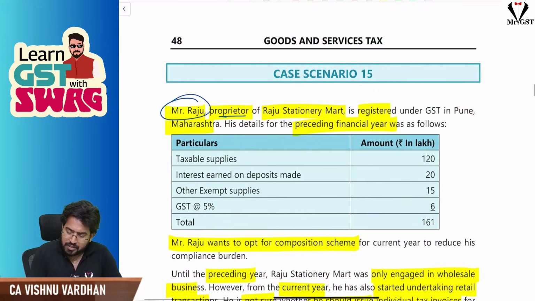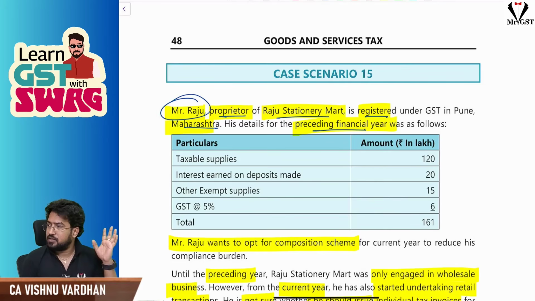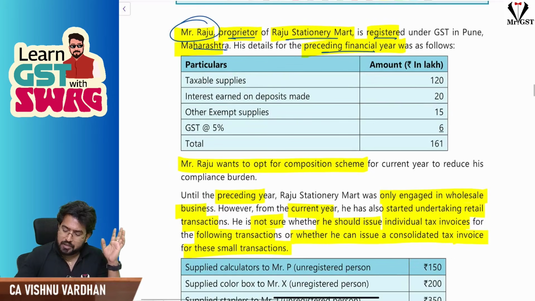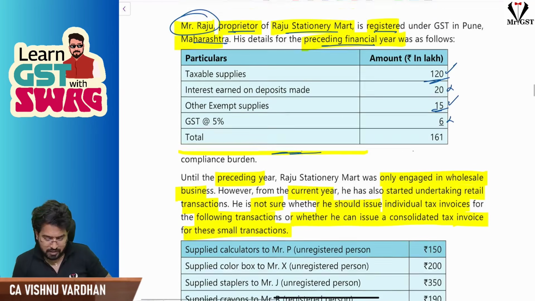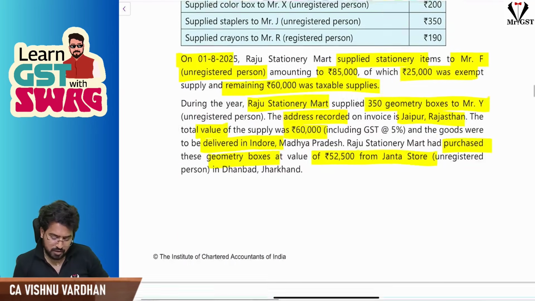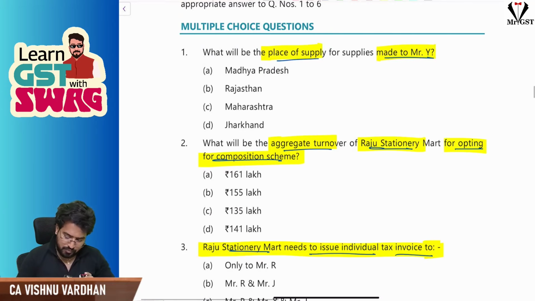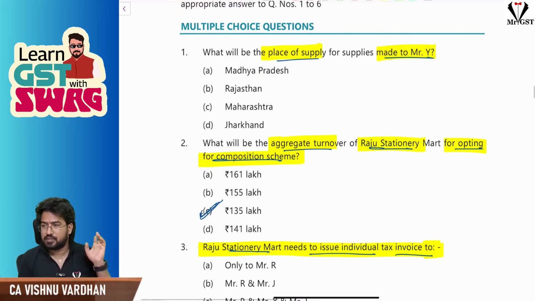Mr. Raju, a proprietor of Raju Stationery Mart registered under GST in Maharashtra, has given the following details for the preceding financial year. See, taxable supplies 120, and for opting for the composition scheme, we need to take turnover here. Interest on deposits is not considered. Other exempt supplies we will consider. GST will not be considered. So it is 120 lakh plus 15, that is 135 lakhs, the preceding financial year turnover. Okay, this is the answer.